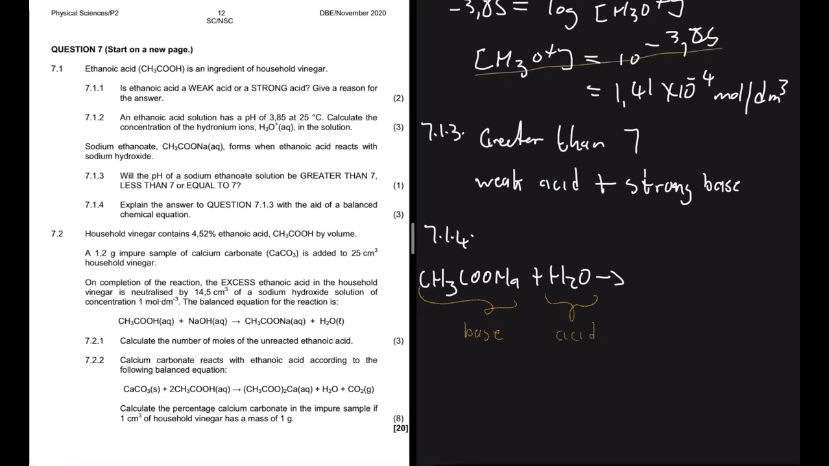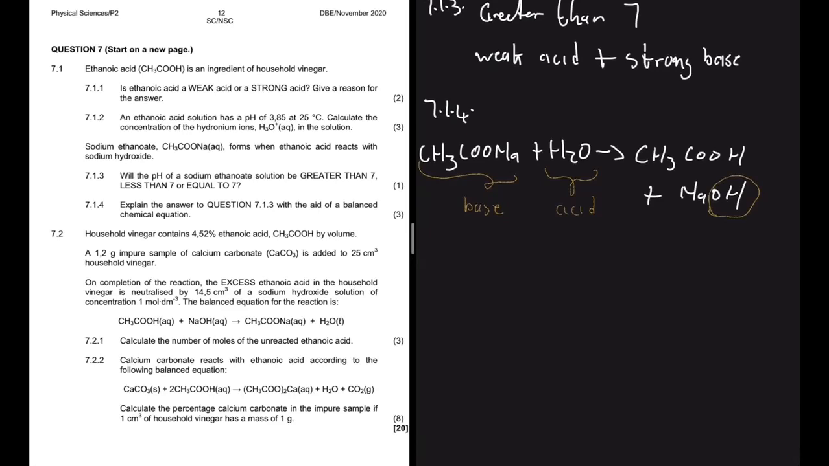So a base will accept a proton, right? And then the acid will donate a proton consequently. So if CH3COONa accepts a proton, we're gonna have CH3COOH plus NaOH. So we can see that we have hydroxide here, and as a consequence, the pH will be basic. So let's move forward and go to 7.2.